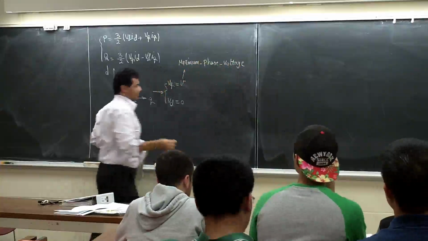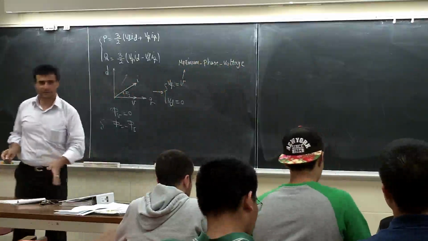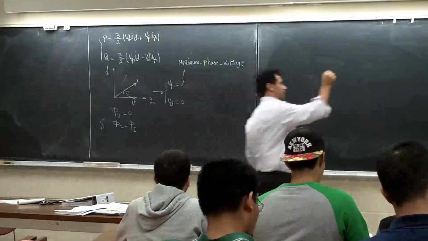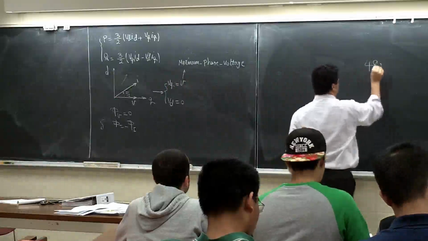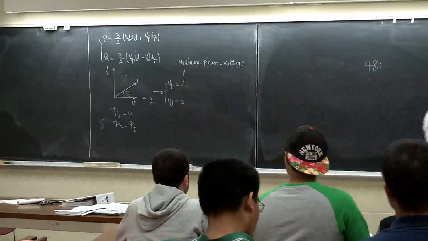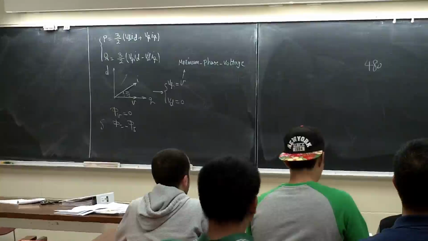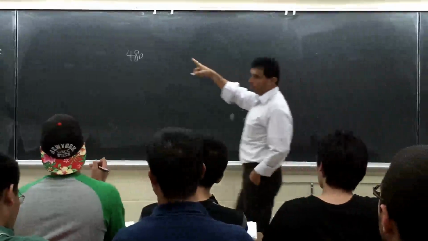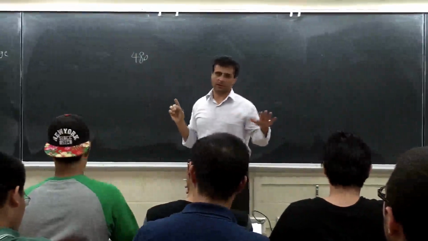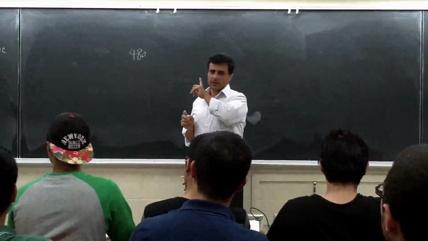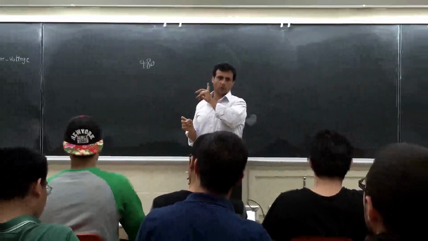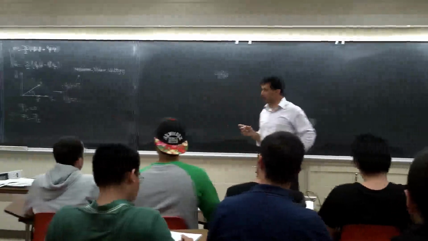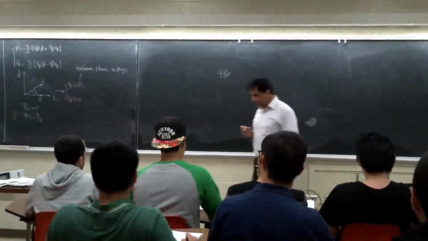What does it mean when I say maximum phase voltage? Let's say we have a 480 volt system, a three-phase system. We say this system is 480 volt. What does 480 volt mean? Line to line. If I have a three-phase system, when they give you a voltage, by default this voltage is the RMS value line to line, right? This is what we learned from energy conversion.